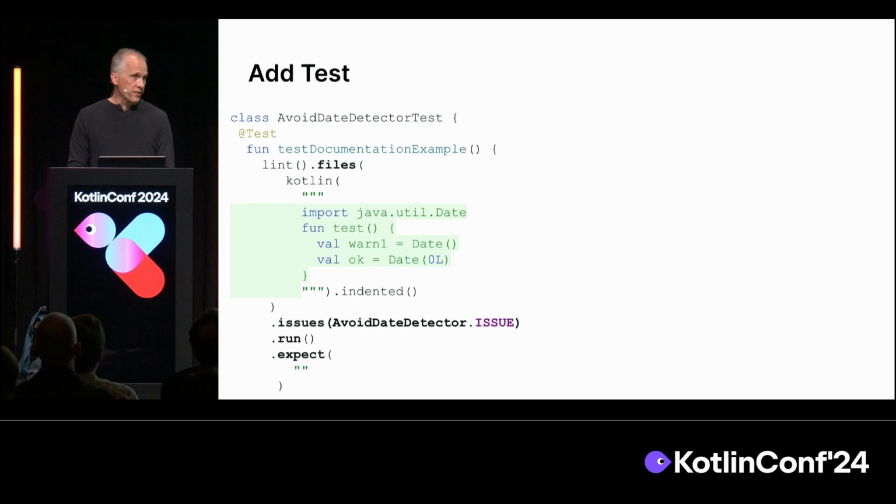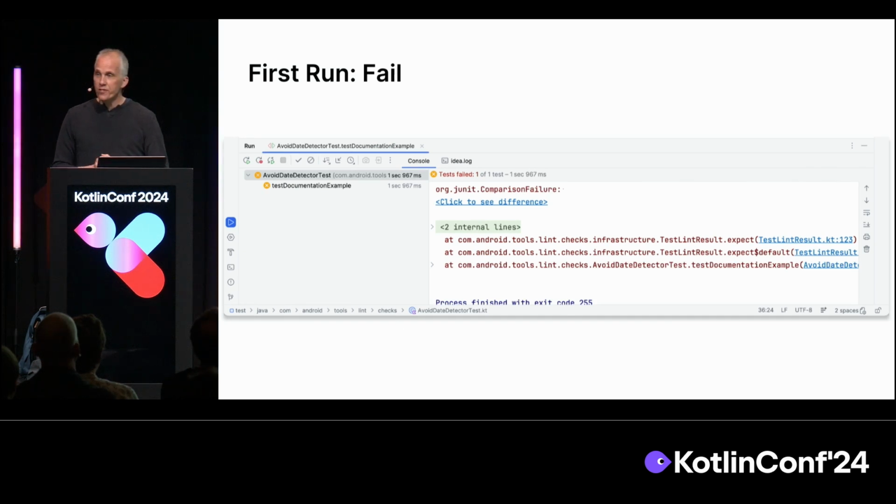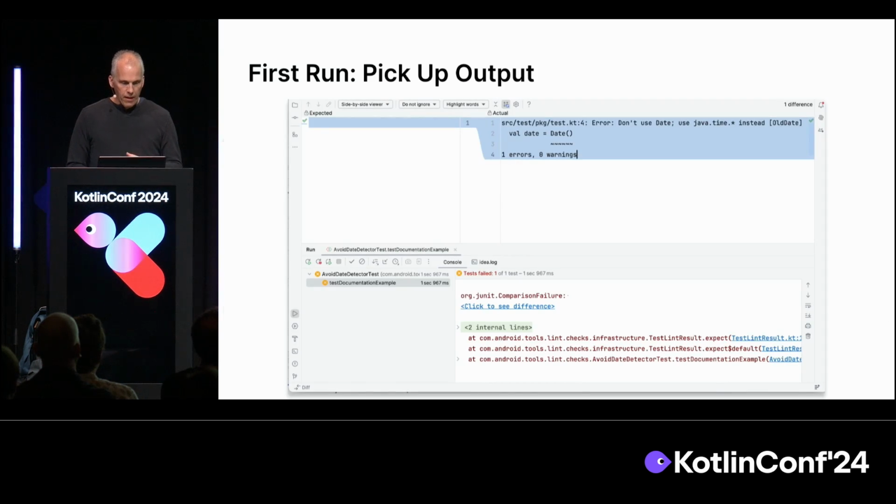But then I run the test and see what happens. And of course, it fails. So what I do then is click on the show diff link in the output, or Command D. And then we get this diff output. And you can see that on the right hand is the actual output now from Lint's test. And so it looks like the Lint test is working properly. This is the text output we would get if we were to run this check in Gradle.